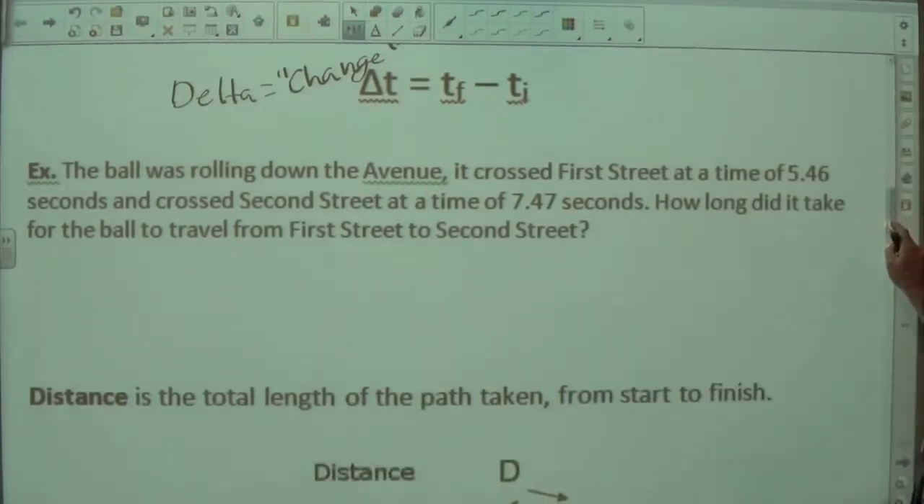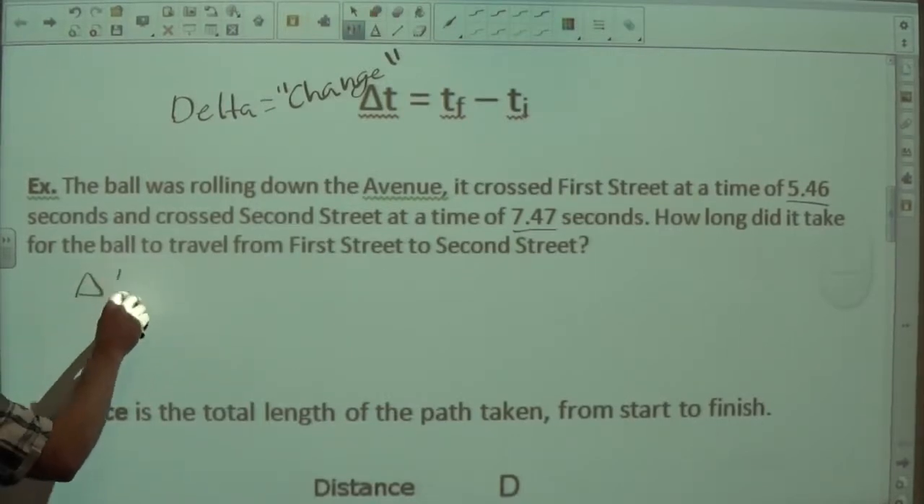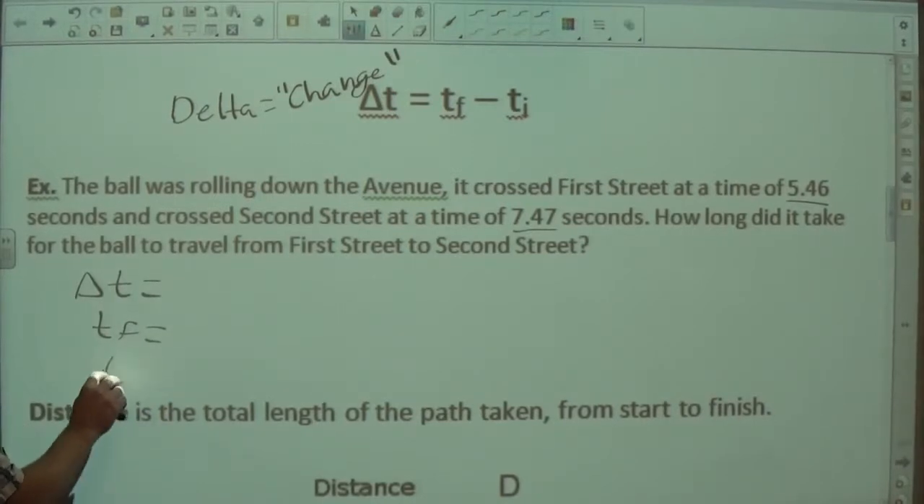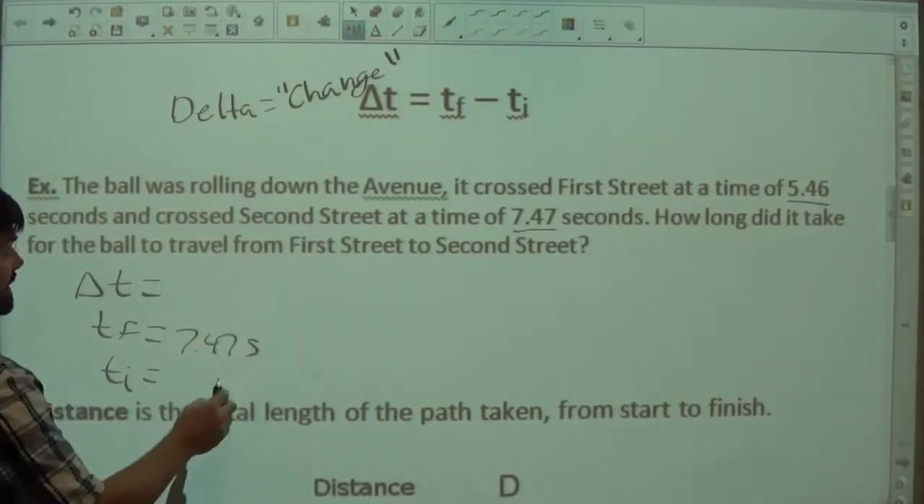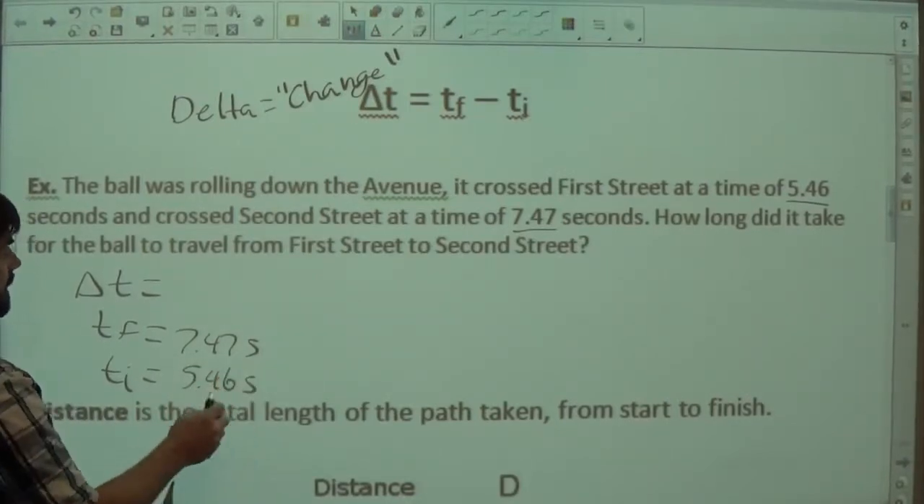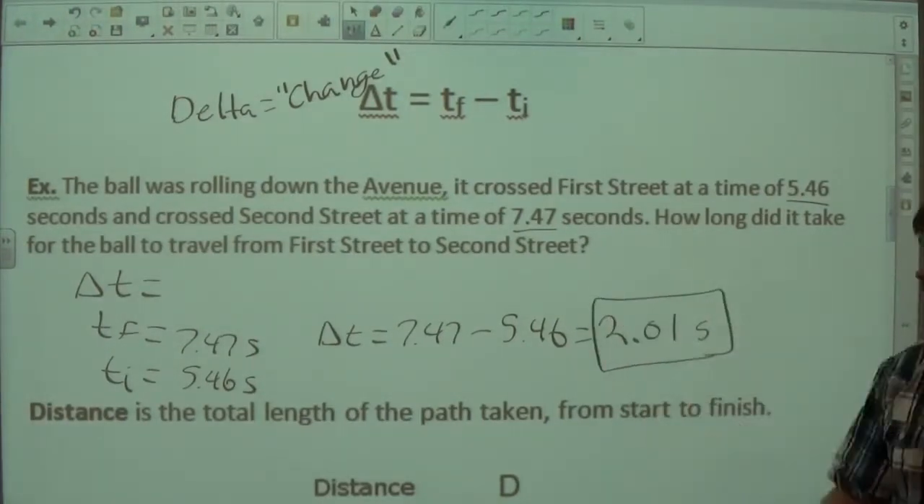So the example problem that's given, if you're going to list all of the variables and you want to find the change of time, you're going to list time final and time initial. Time final is 7.47 seconds. Time initial is 5.46 seconds. You get 2.01 seconds as your change of time.